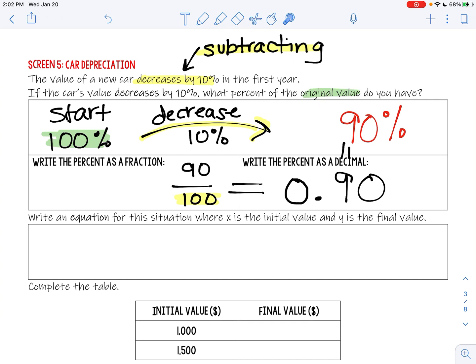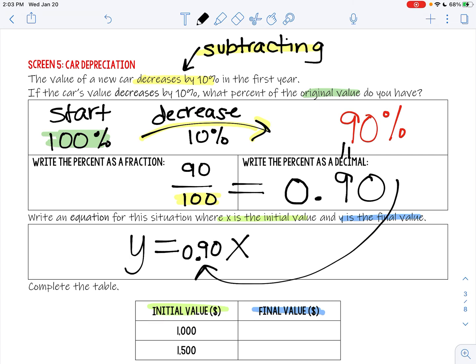Okay, so then we want to write an equation for this situation where x is the initial value and y is the final value. So we can write it like this: y equals something times x. And that something that goes right here is always the percent. But be careful, it's not 90. We have to make it the percent as a decimal, so it would be 0.90, not 90.